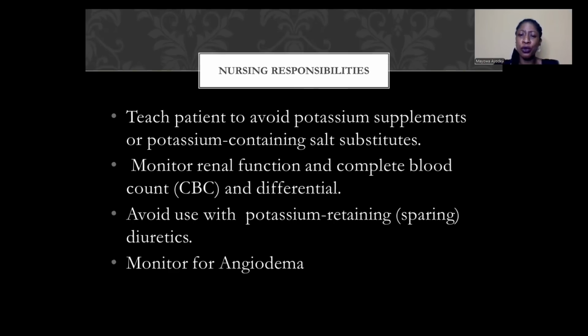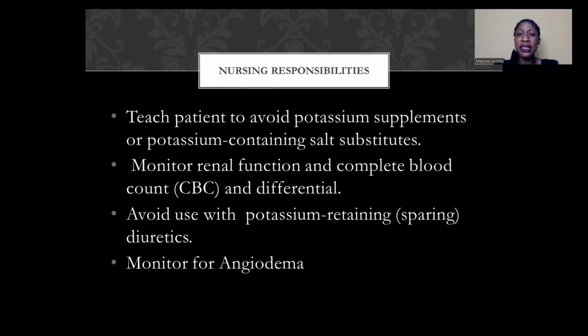Then avoid use with potassium-retaining diuretics or potassium-sparing diuretics. Example is what? Spironolactone. You all know that these potassium-retaining diuretics spare potassium. Even when they are getting rid of all other electrolytes, they still spare what? Potassium. So potassium is not lost. So you don't want to give your patients on an angiotensin-converting enzyme inhibitor, you don't want to give them what? Spironolactone. So please take note, very, very important.